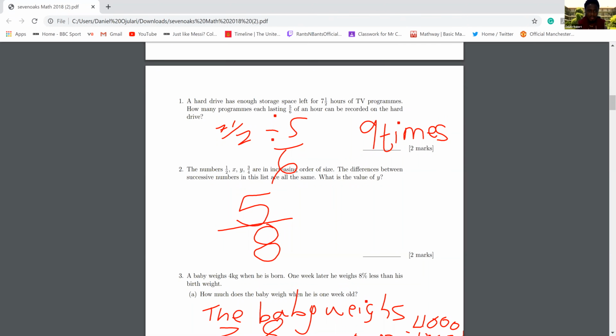Okay, so let's read together. It says the hard drive has enough storage space left for 7.5 hours of TV programs. How many programs each lasting 5/6 of an hour can be recorded on the hard drive? So what you do is you have 7.5. Since this is a 2 marks question, you need to write that explicitly. I need to annotate the screen right now so that I'm sure that you did the right thing.